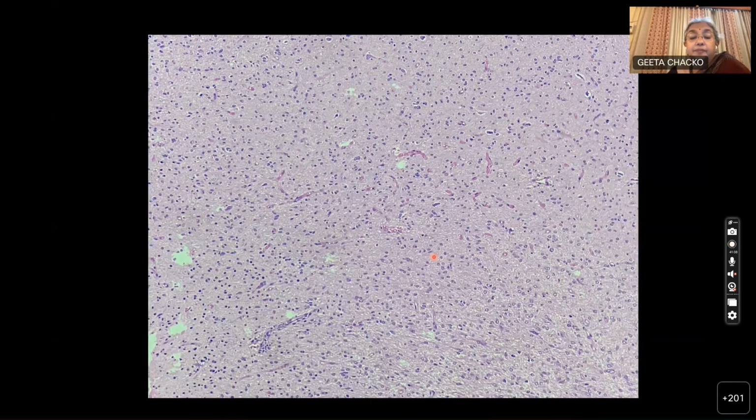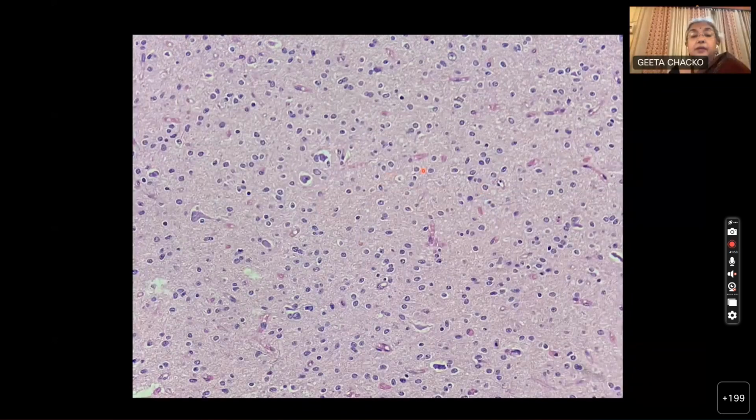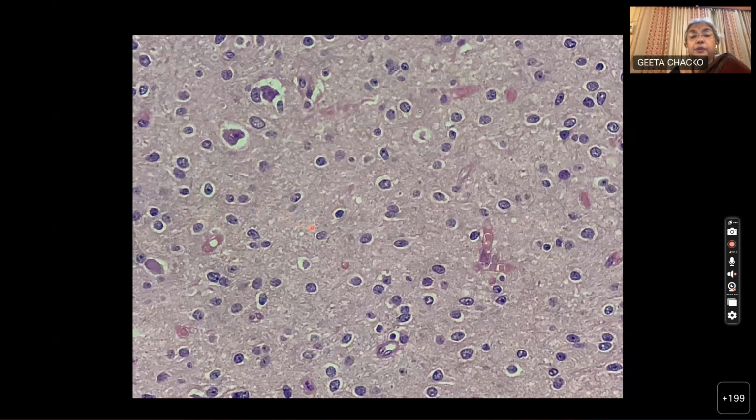Here we see round to oval cells with round nuclei with perinuclear halo in an eosinophilic glial stromal background with some delicately thin blood vessels. Okay. The perinuclear halos you're seeing more at high power, right? Over here. And these here are some entrapped neurons. So this is another high power view.